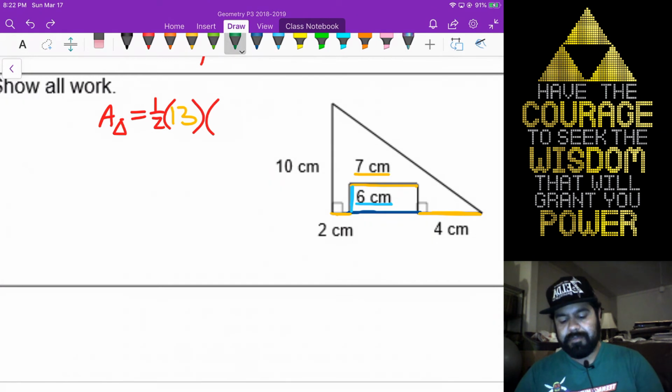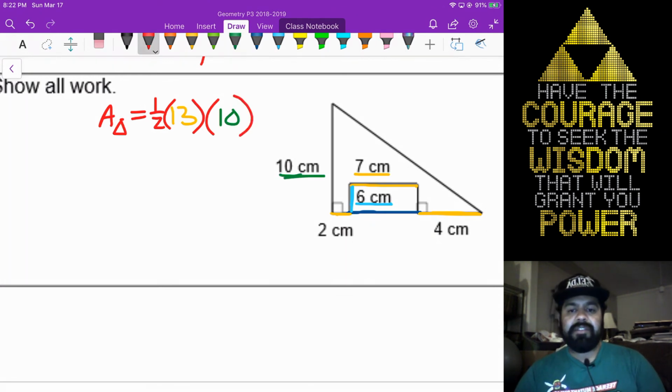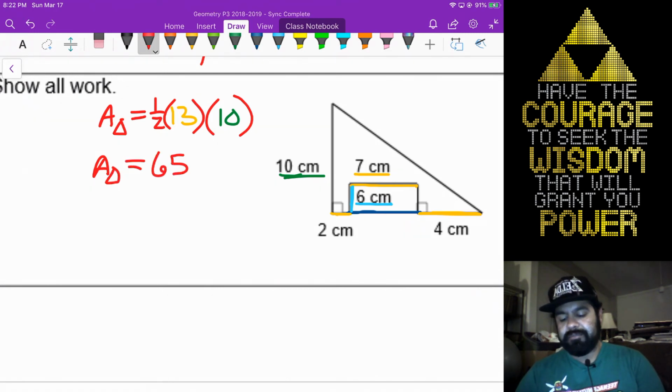So then I'm going to have 13 times 10, which is 130, divided by 2, 65. The area of our triangle is 65. Now I'm not writing any units yet because those are going to be at the end.